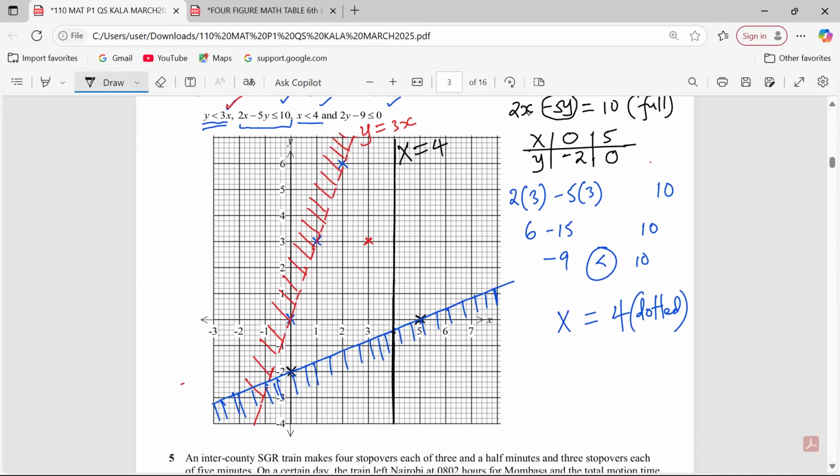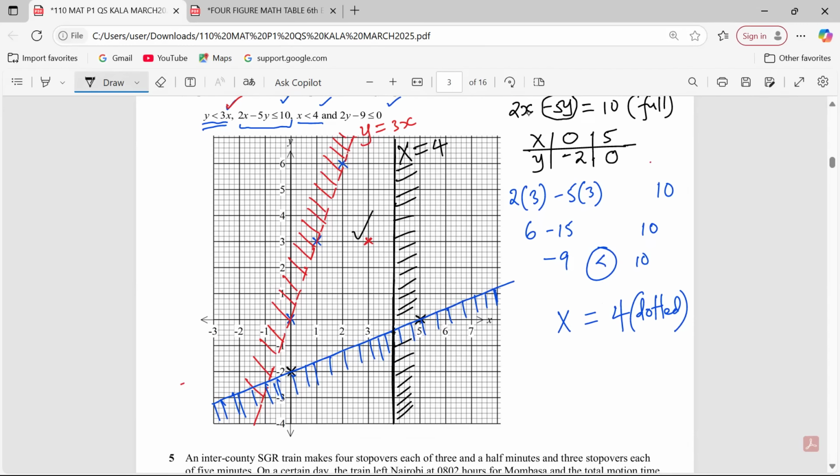So we can pick a coordinate like (3, 3). At (3, 3), the value of x is 3. Is 3 less than 4? Yes. So this is the required side. That means the other side should be shaded that way.